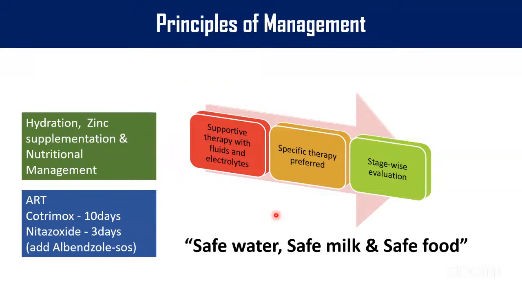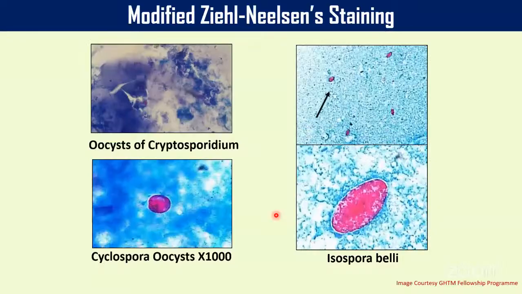Usually we give 10 milligram per kg body weight in 2 divided doses for 10 days. Nitazoxanide for 3 to 5 days, 100 milligram. You can add albendazole based on what organisms you are getting. So these are some of the specific therapies, and stage-wise evaluation. If they don't respond to that, you may have to go up to colonoscopy or endoscopy to get biopsies and look at what is the cause for that.